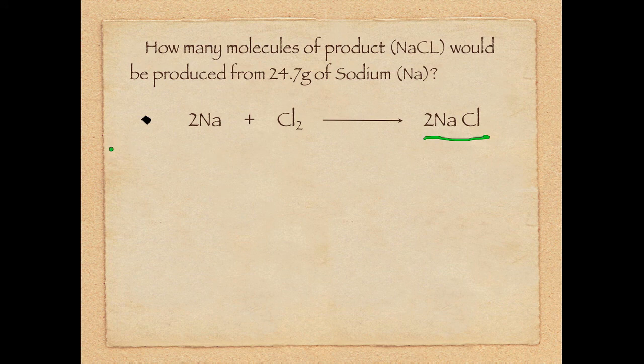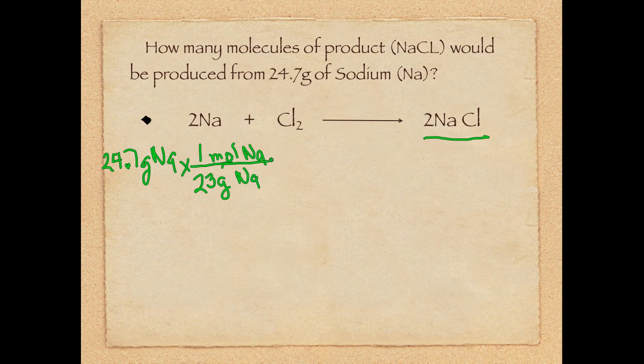So let me go ahead and rewrite it again. We had 24.7 grams of sodium. Now that one you already know. We're going to again multiply it by 1 mole sodium, that is 23 grams sodium. Again, we're going to multiply by the 2 because remember, this is a 2-to-2 ratio or 1-to-1 ratio, but we need to multiply those by 2 because we're dealing with 2 molecules. 2 moles of NaCl and 2 moles of sodium.